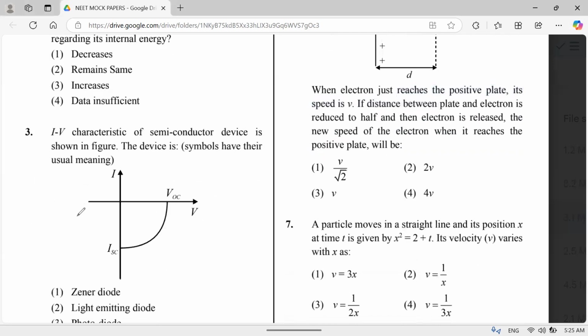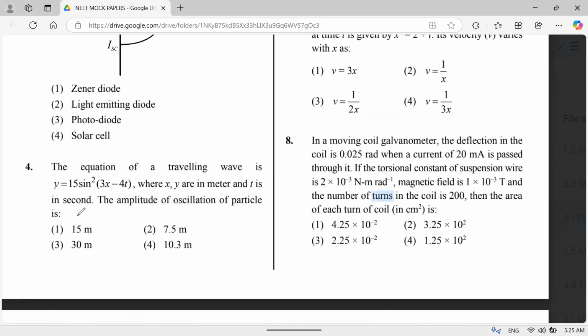The next one is a kinematics question. The eighth one is on the moving coil galvanometer. The deflection in the coil is 0.02 radians when a current of 20 milliampere is passed through it. If the torsional constant of the suspension of the wire is 2 into 10 power minus 3 newton meter per radian, the magnetic field is 1 into 10 power minus 3 tesla, and the number of turns in the coil is 200, then the area of each turn of the coil will be equal to how much?